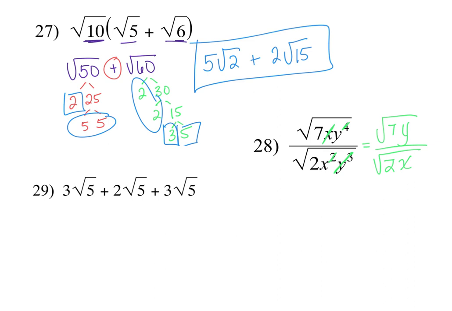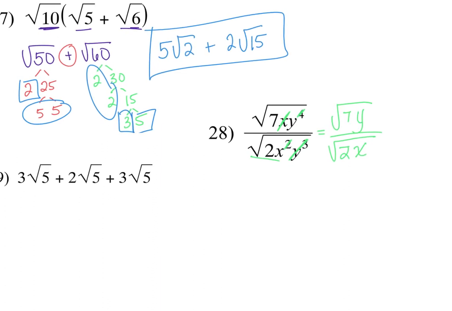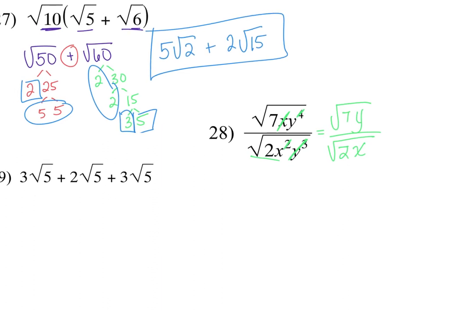However, if you will recall, I don't want to leave radicals in the denominator, right? And so I'm going to use that rationalizing technique. I'm going to multiply the top and the bottom by that radical. So my final answer here on the top, I have 7 times 2 inside there, which is 14. And I have x times y.